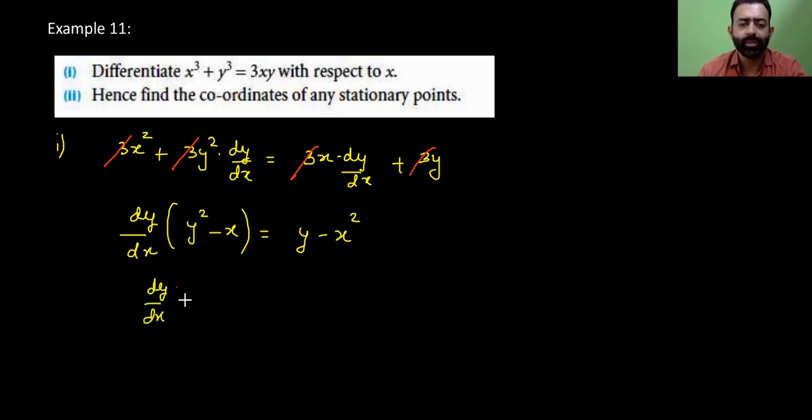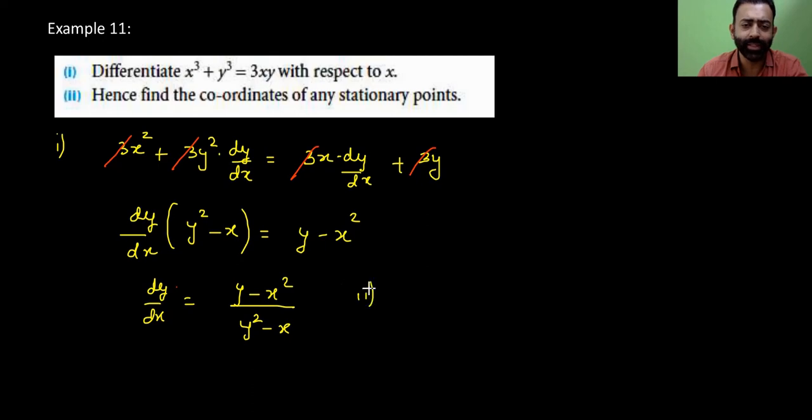So dy by dx is equal to y minus x square upon y square minus x. Now it might appear to you that we can take the minus sign outside and cancel out. No. You have to look very carefully that in the numerator the degree of y is 1 and x is 2, but in the denominator the degree of y is 2 and x is 1, right? So you cannot cancel this. This is your first part.